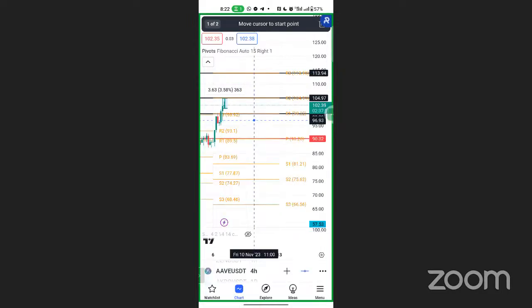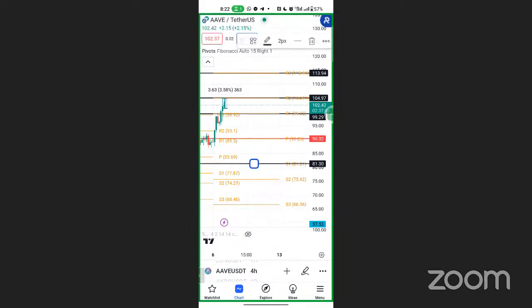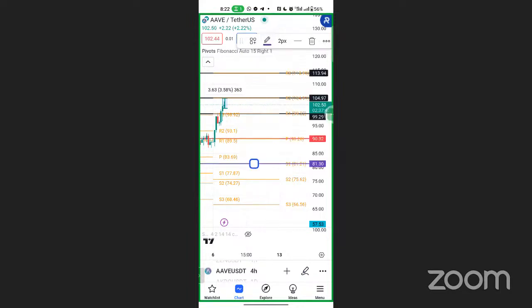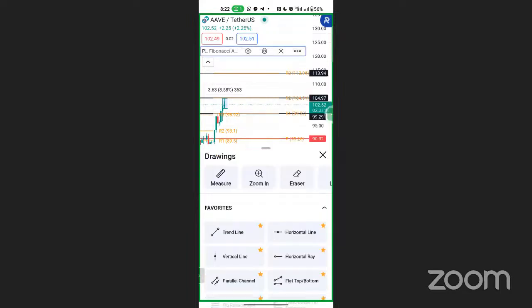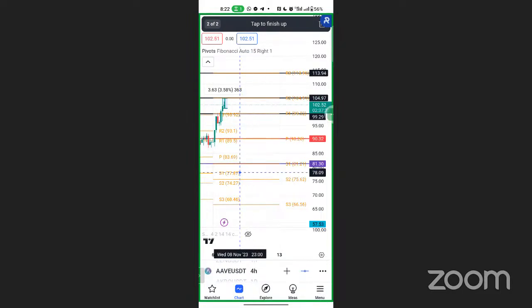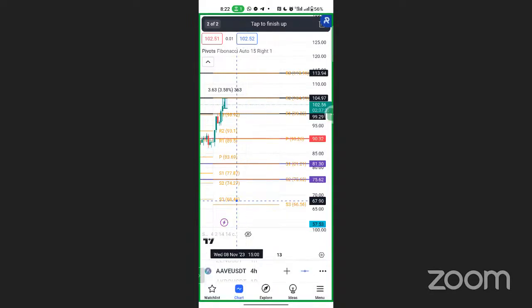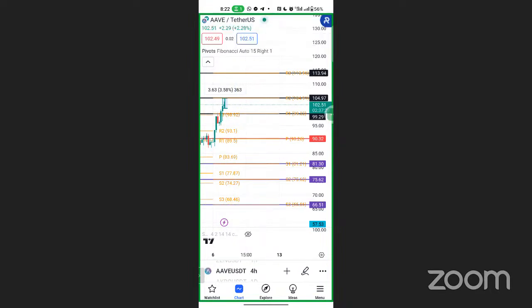Okay, then I will come to support 1. I will make it purple. Then I'll come to support 2, purple. Then I'll come to support 3, purple. Then I'm gonna remove the indicator.